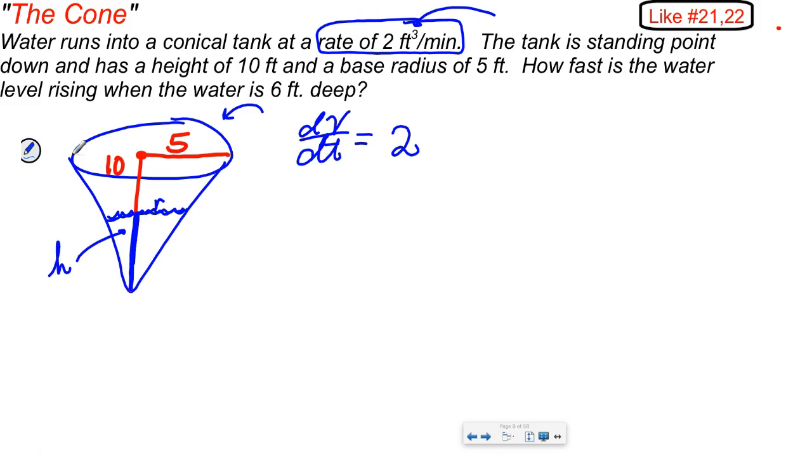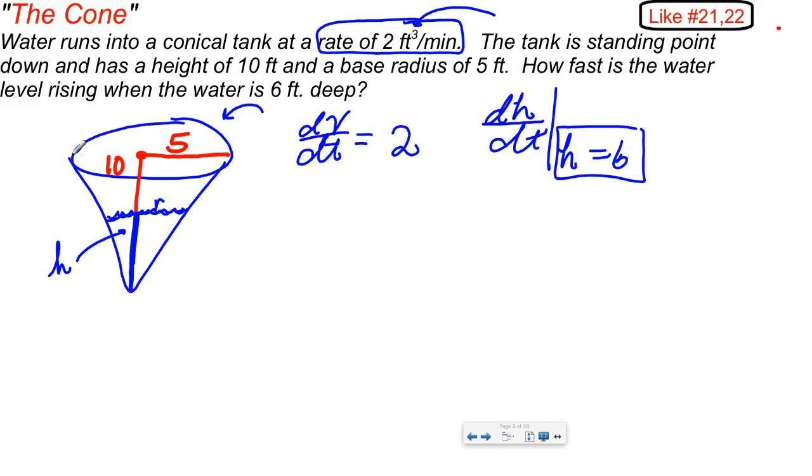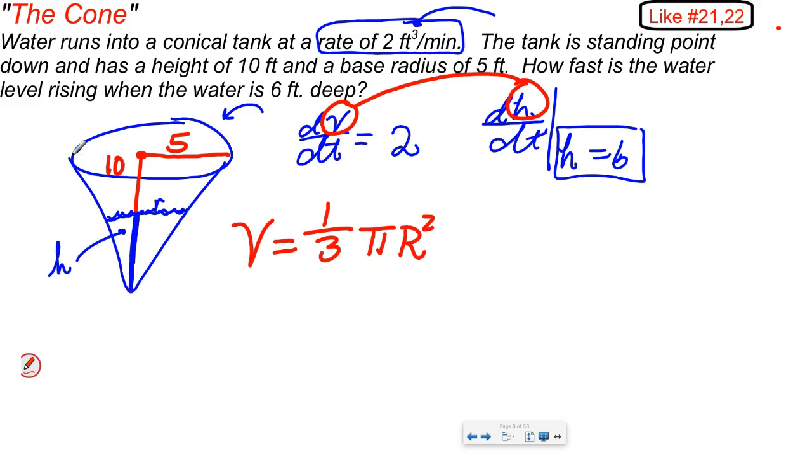I also have a radius of the water as well. So I am looking for how fast the height of the water or the water level is rising at the instant when the height of the water is 6 feet deep. So that's kind of my snapshot in time. And I need a relationship now between volume and height. So my volume formula is, for a cone, volume is equal to 1/3 pi r squared h.